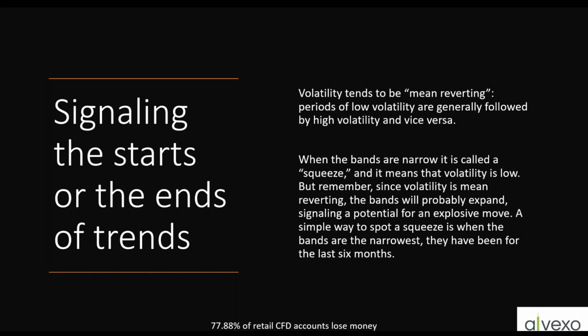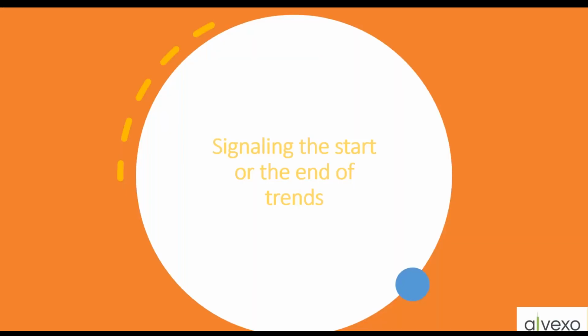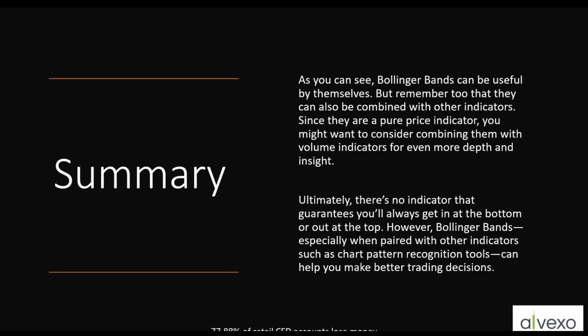Now, keep in mind, volatility tends to be mean reverting. Periods of low volatility are generally followed by high volatility and vice versa. And that's where we get the Bollinger Band squeeze that I mentioned to you before. So as you can see, Bollinger Bands can be useful by themselves, but remember that they can be combined with other indicators. Since they are a pure price indicator, you might consider combining them with a volume indicator, a trend indicator, a momentum indicator for more depth and insight.